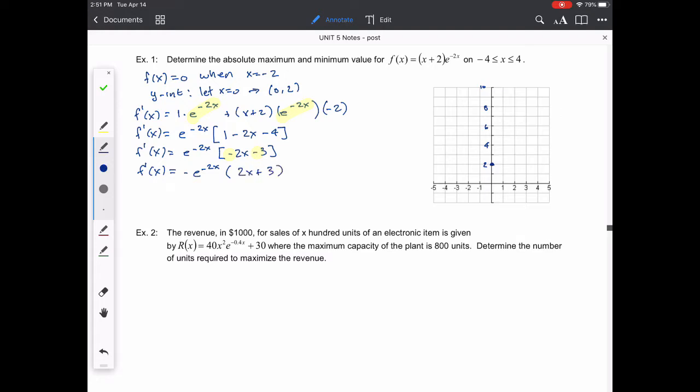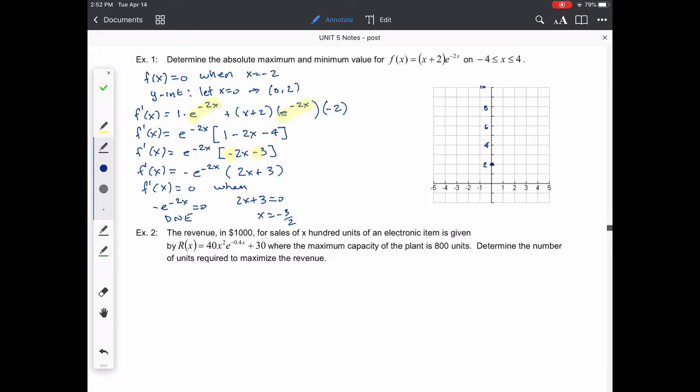So f prime of x is equal to 0 when negative e to the -2x equals 0, which never happens, does not exist. And it happens when 2x plus 3 is equal to 0, or x is equal to -3 over 2. So the critical point is at -3 over 2.